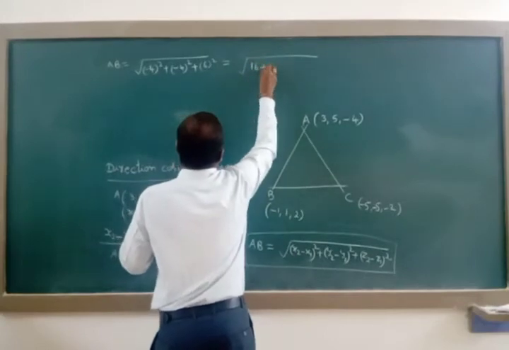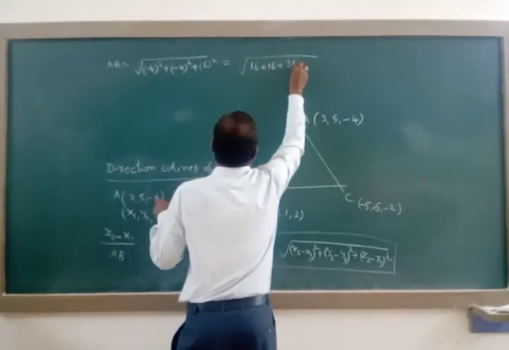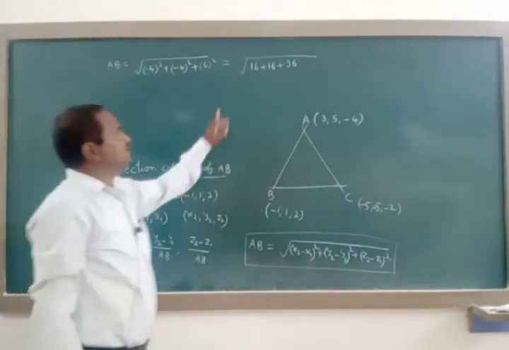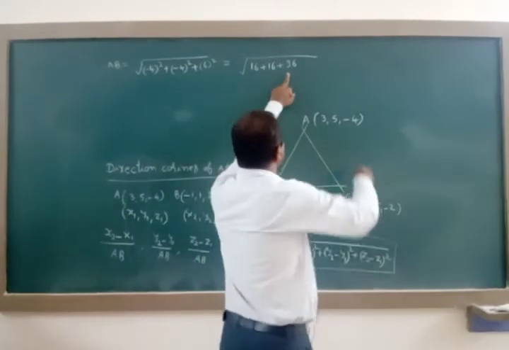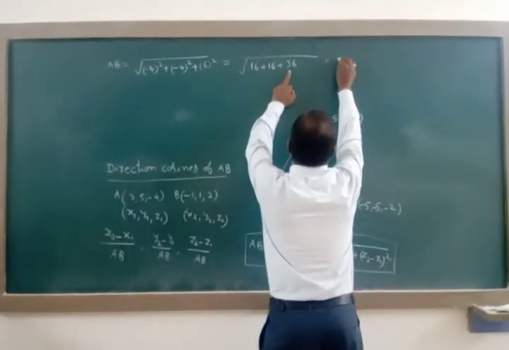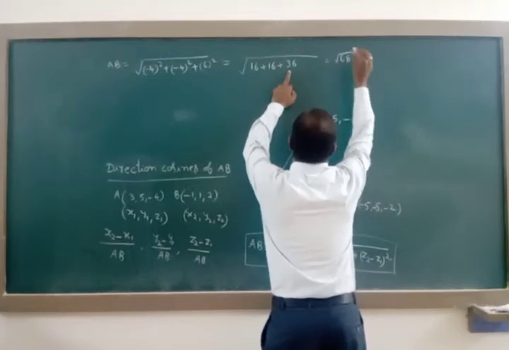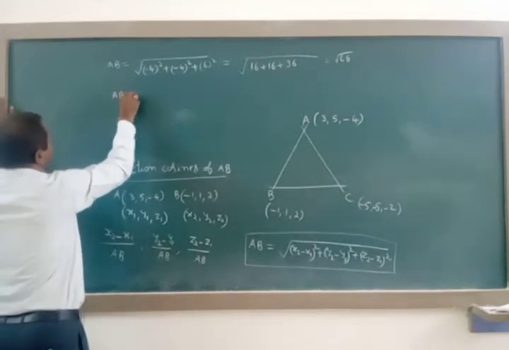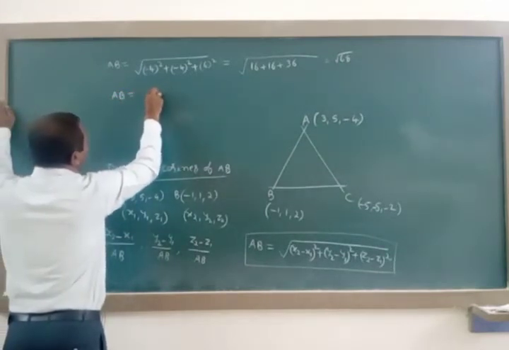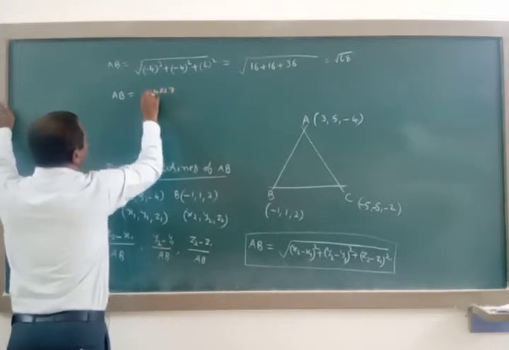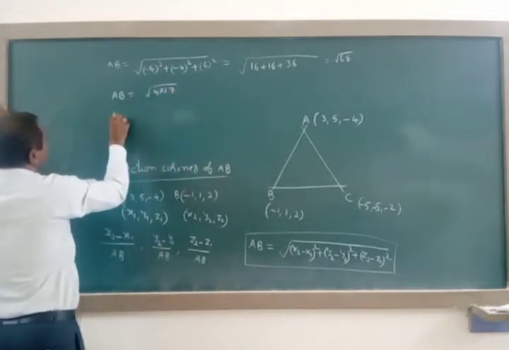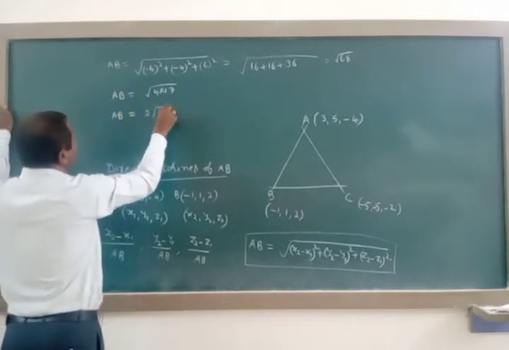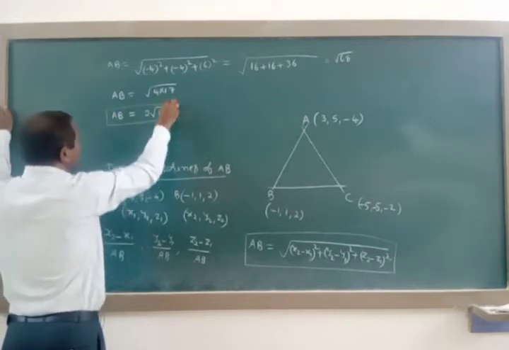which is equal to the square root of 16 plus 16 plus 36. 16 plus 16 is 32, and 32 plus 36 is 68. 68 can be written as 17 into 4. AB is equal to the square root of 4 times 17, that is 2 root 17. It is the distance between the 2 points A and B.